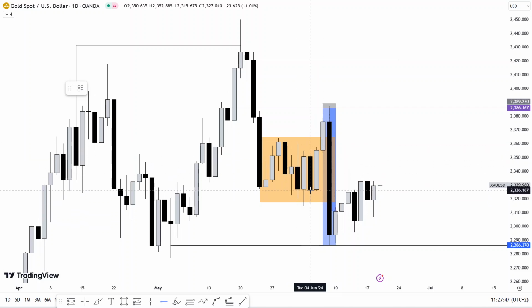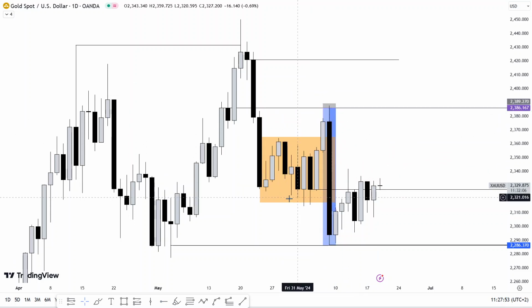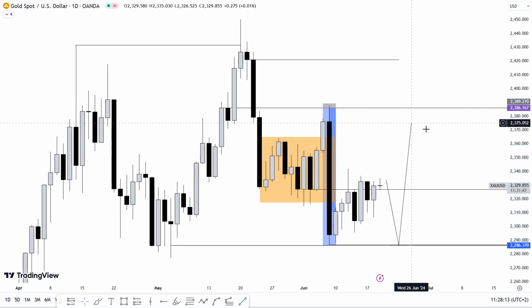Another area of support was created, and then price traded high away from it, and then found resistance, broke below this area of support right here, which is now becoming an area of resistance. So I'm still anticipating a bit of bearishness on gold to try and get to this area, and then we can possibly look for an up move, right? That's basically what I'm anticipating on gold.